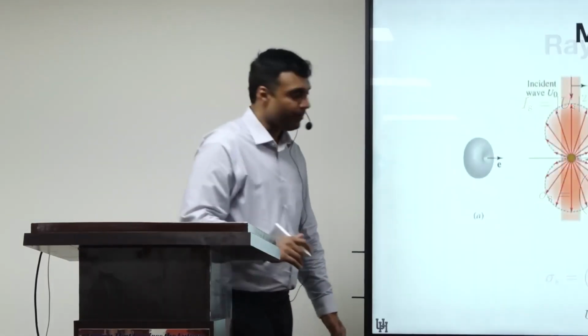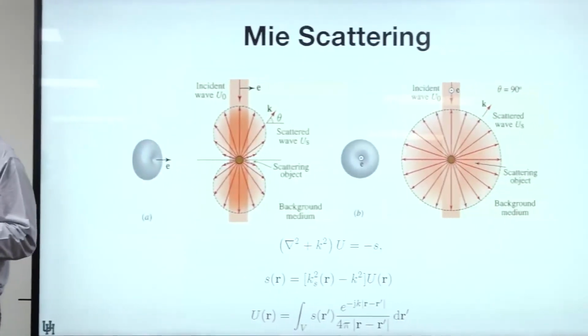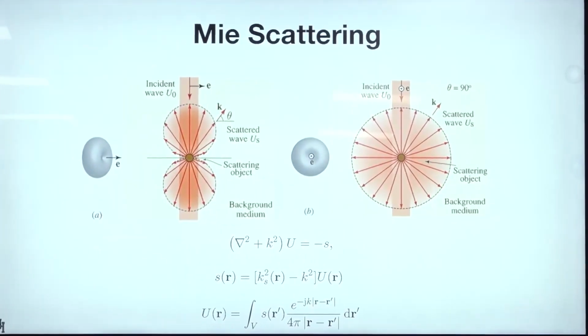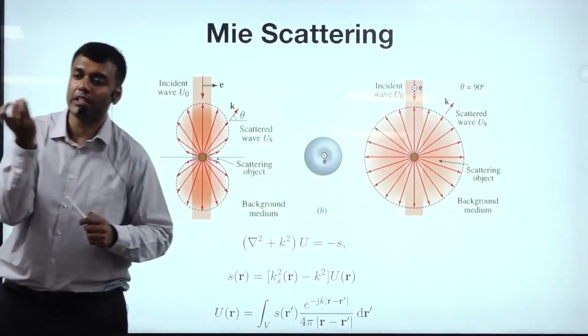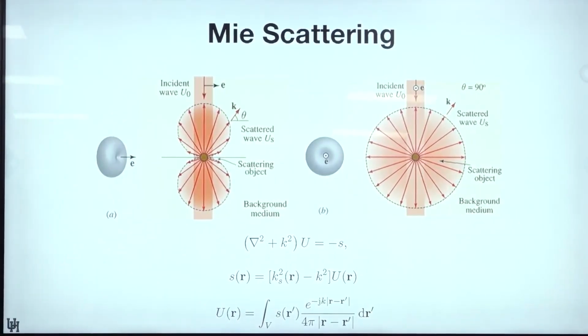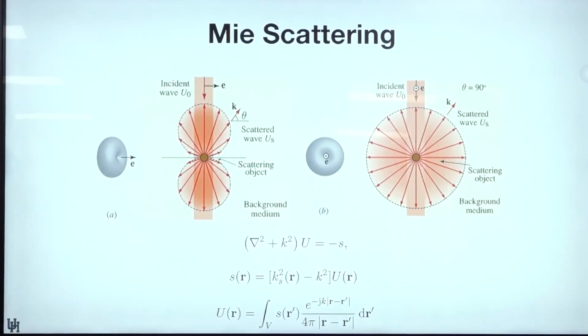Okay. So the next kind of scattering. This Rayleigh scattering is when objects are very small relative to the wavelength of light. And then the scattering is uniform in all different directions. So now the next question is, what if the object is not exactly small compared to the wavelength of light?